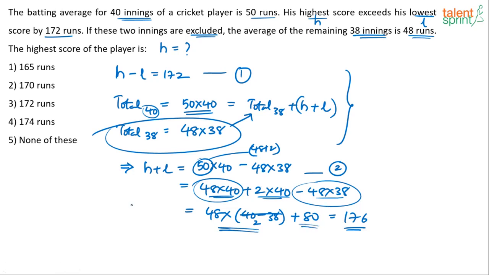So now what do we know? We know that H plus L is 176. And H minus L is 172. Now play with these. Now this actually becomes my second equation. Simplified now. So H plus L, H minus L. I know plus L minus L gets cancelled. 2H will be 172 plus 176. So basically H will be 172 plus 176 by 2. Average of 172 and 176. What is the average of 172 and 176? 174. That should be the answer.